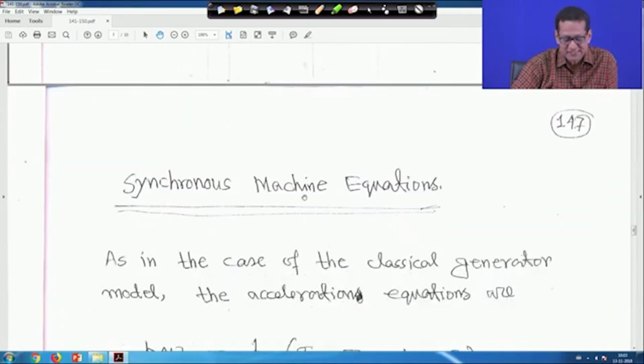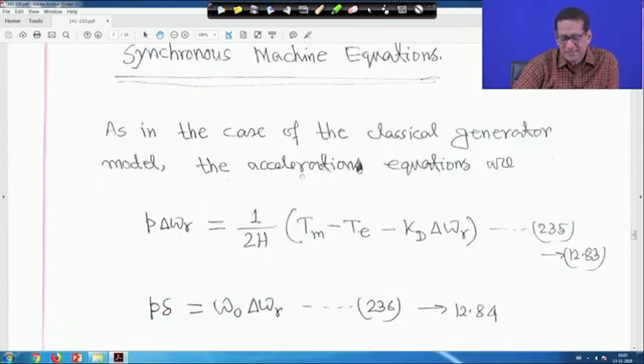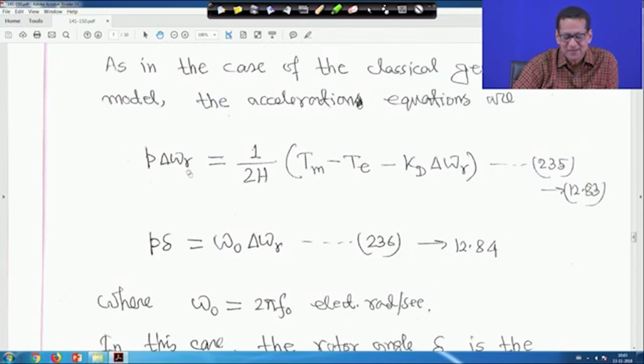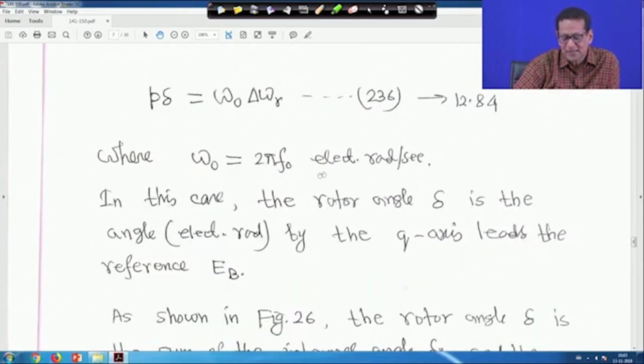Now, for the synchronous machine equations, in the case of the classical generator model, the acceleration equations we have seen are: P delta omega r is equal to 1 upon 2H into Tm minus T minus Kd delta omega r. In small perturbation form, P delta omega r is 1 upon 2H into delta Tm minus delta T minus Kd delta omega r, and P delta delta is omega 0 delta omega r. Now omega 0 is equal to 2 pi f0 electrical radian per second, which is your base speed. In this case the rotor angle delta is the angle by which the q axis leads the reference voltage EB, which we have also seen.